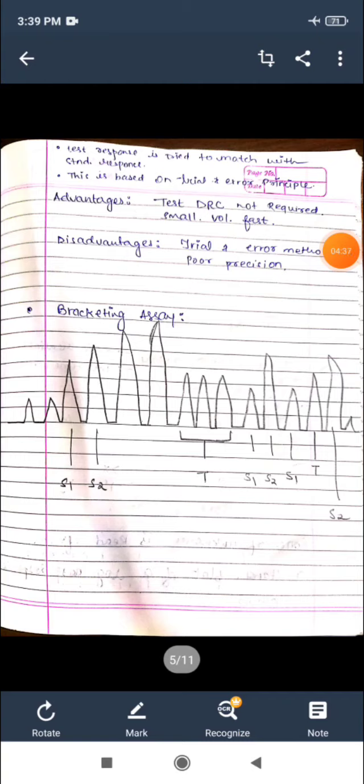If we take the limitations of the matching method, what are they? It does not give any idea of the DRC. The match is purely subjective, so chances of error are there. We cannot take all the results precisely. It occupies a larger area of the drum as far as the pressing is concerned.